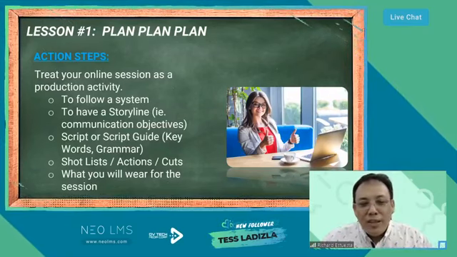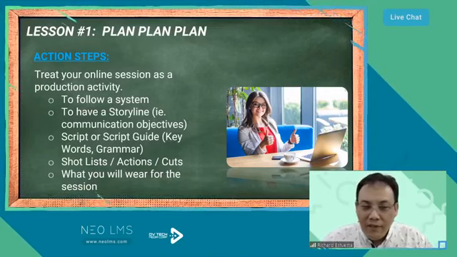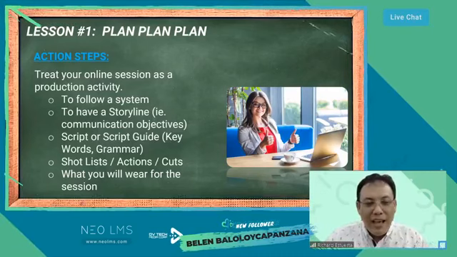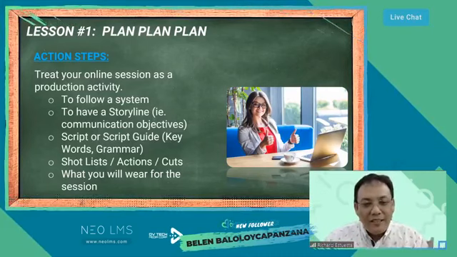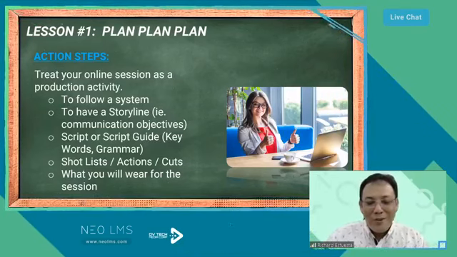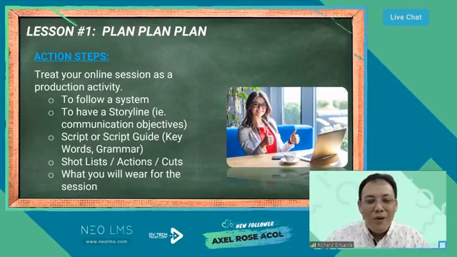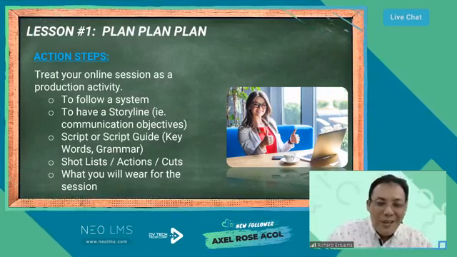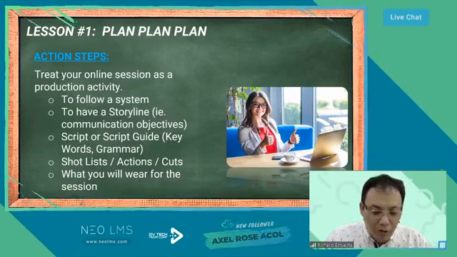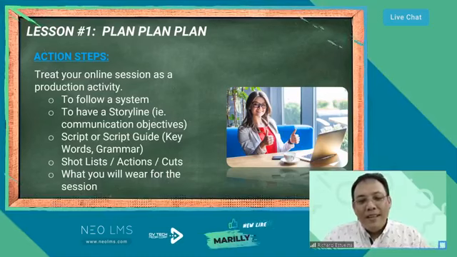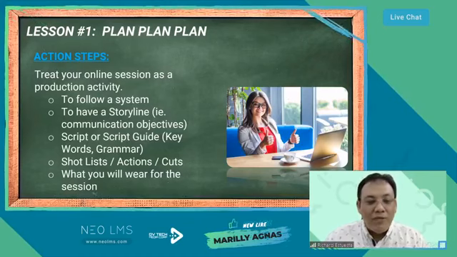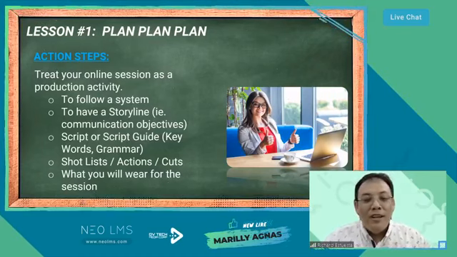Treat your online session as a production activity. Why is it a production activity? So that you will have a system, because it's now different. You have a camera and all. There's technical stuff that you have to go through. These are the things that you just see in events or you watch on TV broadcast, and now you guys are actually doing it yourselves. So by following the production process, you will have a foolproof system that would guide you to ensure that you'll be successful in doing whatever activity you have in terms of your lessons.